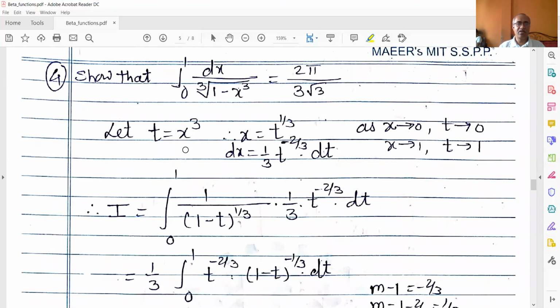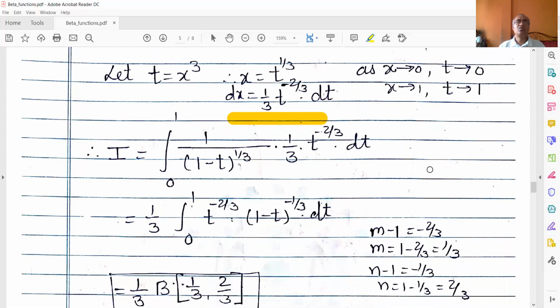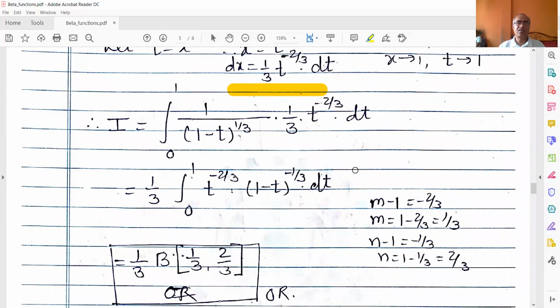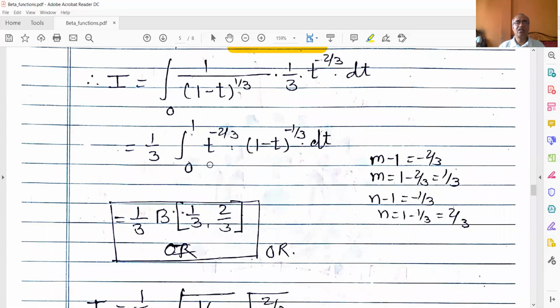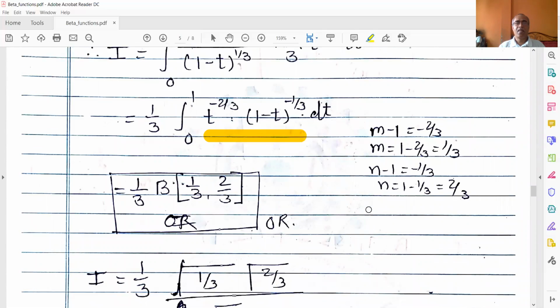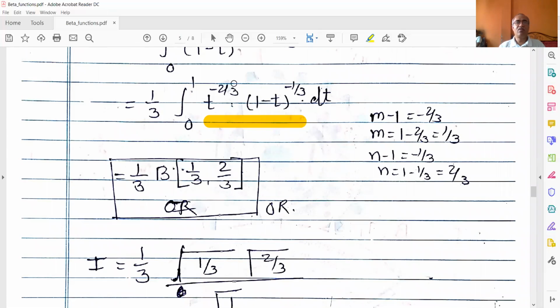Again, what is required is t is equal to x cube. So x is equal to t raised to 1 by 3, dx is equal to 1 by 3 t raised to minus 2 by 3 dt. Again the limits have to be changed. X tends to 0, t tends to 0. X tends to 1, t tends to 1. So these values I have substituted in the expression. Again it is getting converted into the beta function. And here m minus 1 is equal to minus 2 by 3, so m is equal to 1 by 3, and n minus 1 is minus 1 by 3.